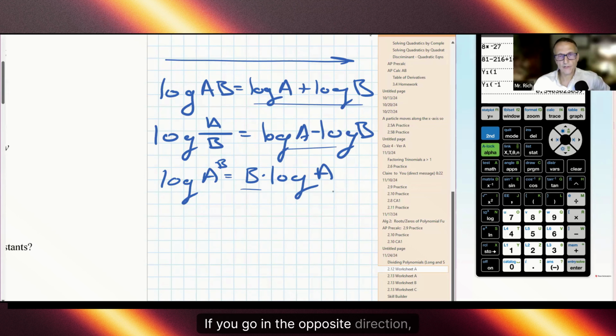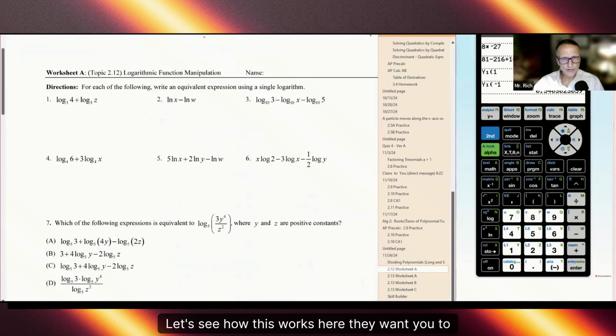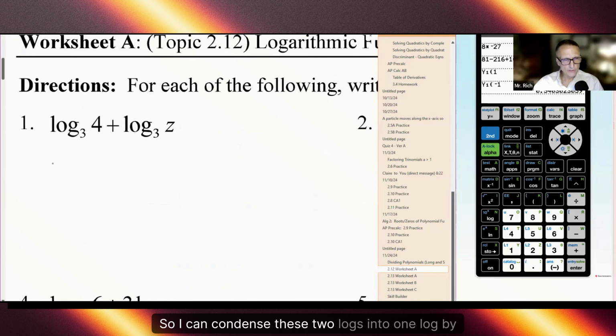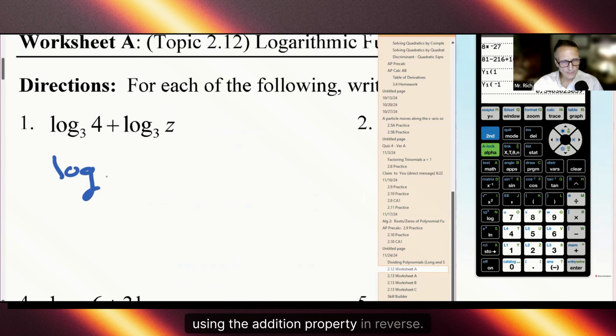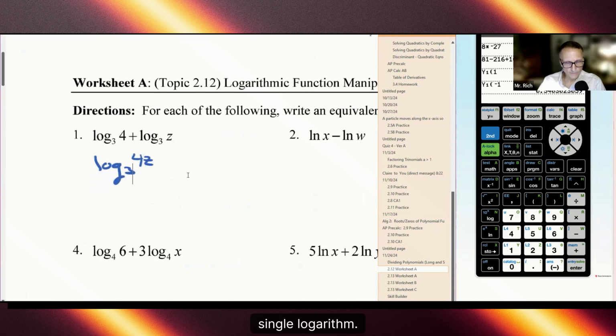If you go in the opposite direction, you are condensing the logarithms, taking a log and simplifying it using those properties. Let's see how this works. Here they want you to write an equivalent expression using a single log. So we are condensing the logarithm. I can condense these 2 logs into 1 log by using the addition property in reverse, right? I'm condensing it into 4 times z inside of a single logarithm.